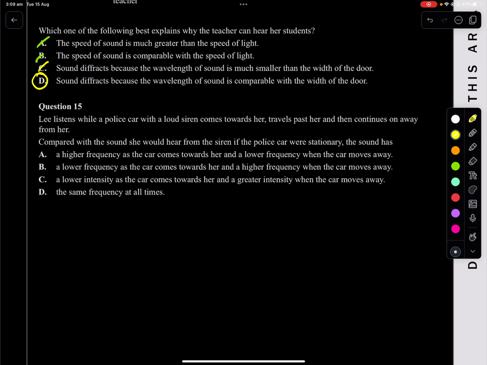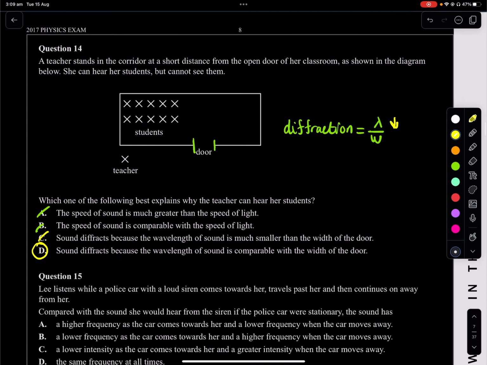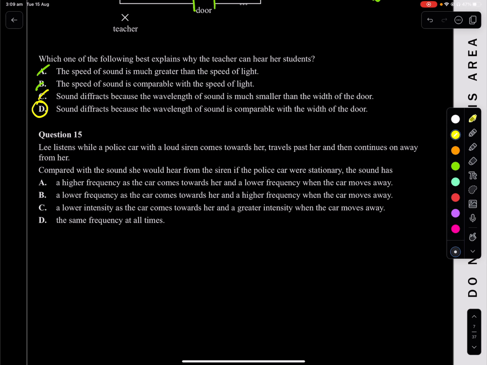But here it's saying, okay, the sound... let's look at A. A higher frequency as the car comes towards her. Yes, absolutely, that's true. So imagine a car coming towards you. You would hear, of course, a higher frequency. And a lower frequency when the car moves away. When the car starts moving away, you start to hear less and less of the sound, so the frequency becomes smaller. A could be right. Let's just put a tick on it.